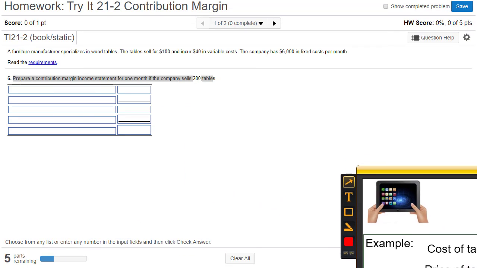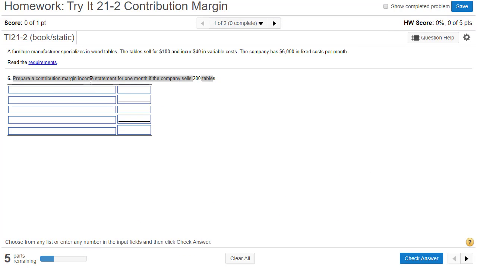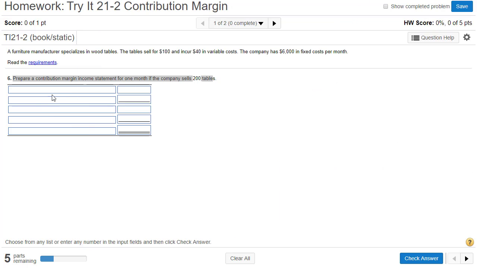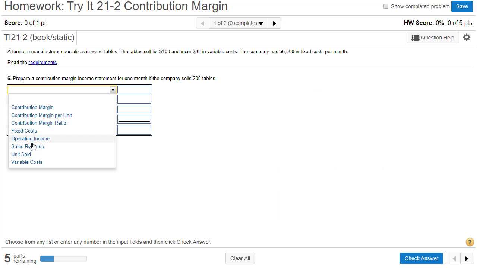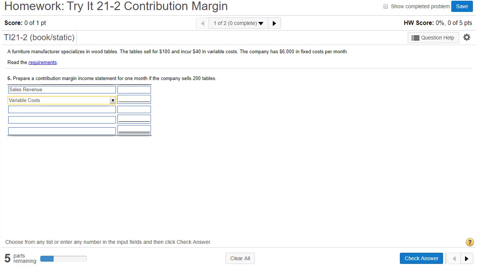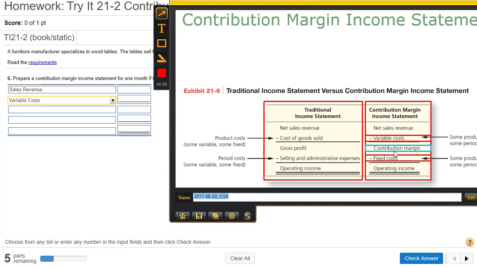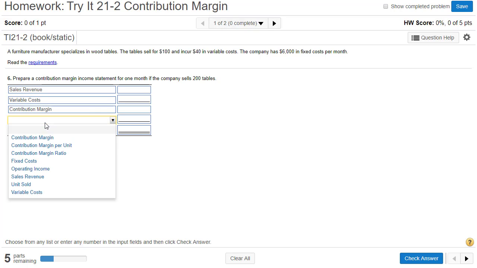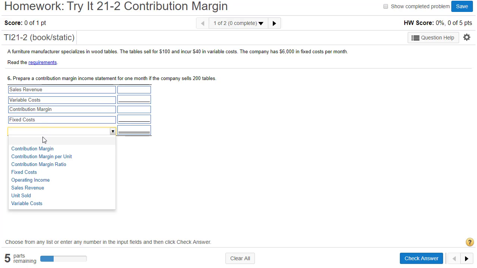So let's get back to our homework assignment. So we're going to do the contribution margin income statement, which is this formula. So we're going to have net sales revenue minus variable costs equals our contribution margin, minus our fixed costs gives us our operating income. There it is.